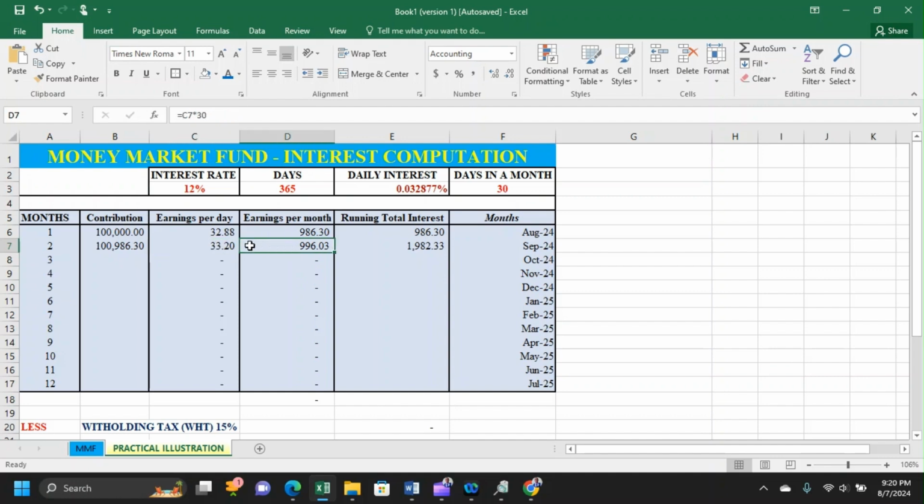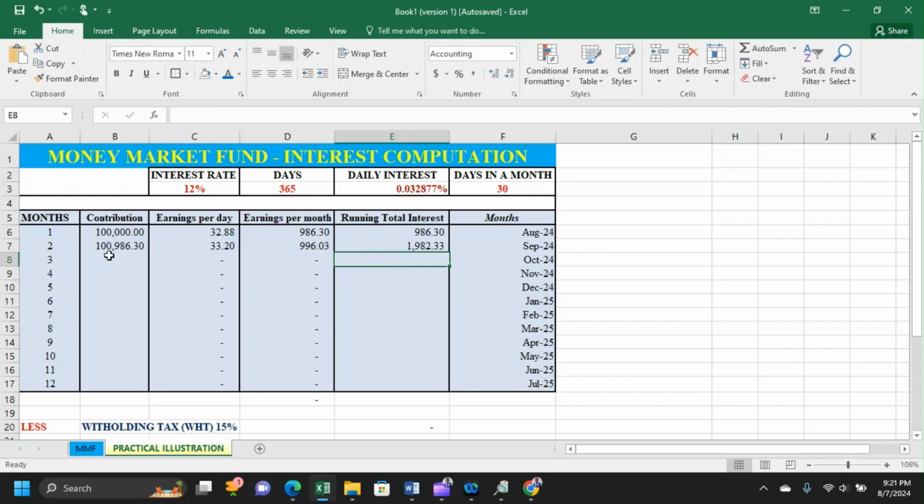So what will be the earnings in terms of interest for that particular month? This is the second month. The same formula applies: the earnings per day multiplied by 30, and that particular month you will be earning 996.03 Kenya shillings. Now, what is the cumulative interest? The running balance will be the total amount of interest made from the first and the second month, as the formula indicates.